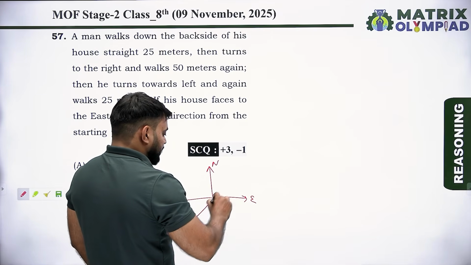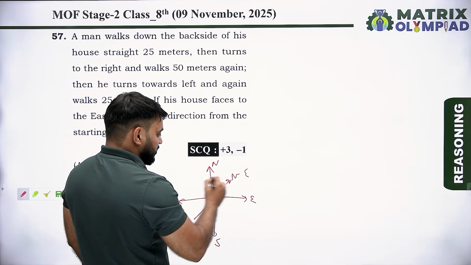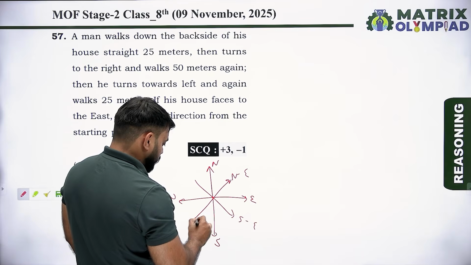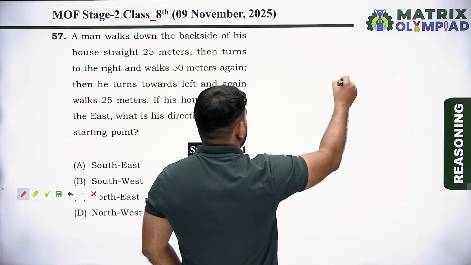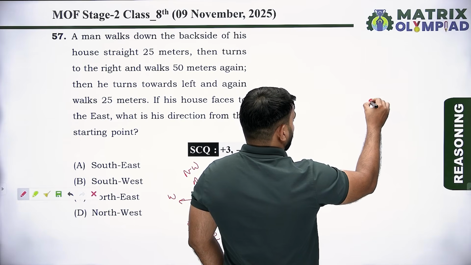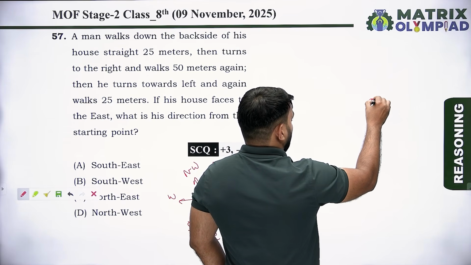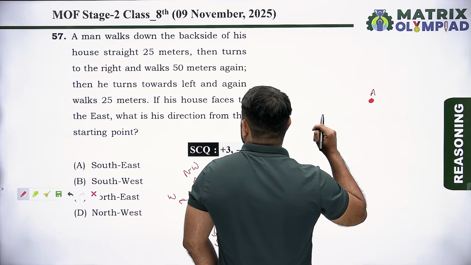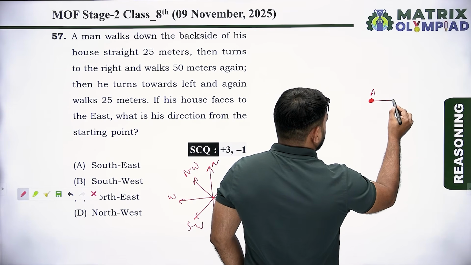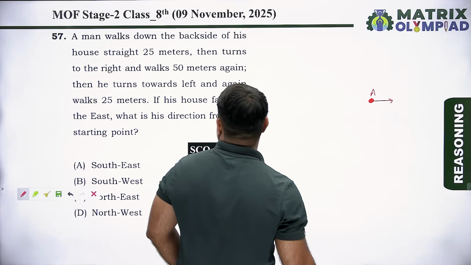And there are 4 types of cardinal direction. This is northeast, this is southeast, this is southwest, and this is northwest. Now according to the given information, let's suppose A is the house of the man and his house faces to the east. His house faces to the east.